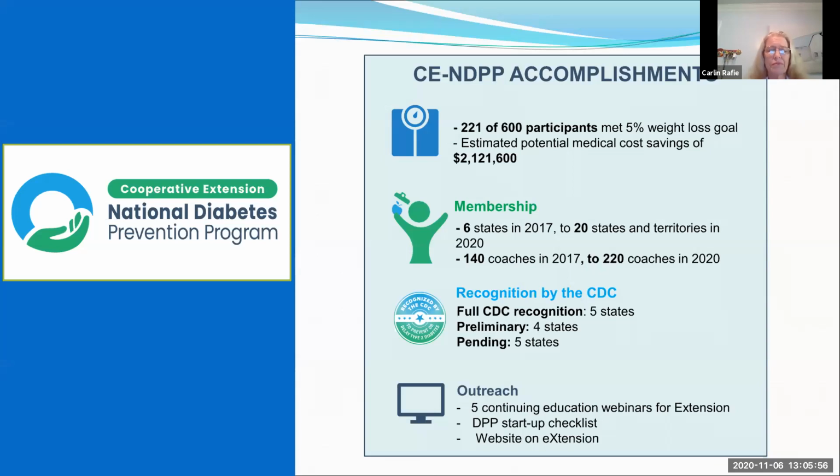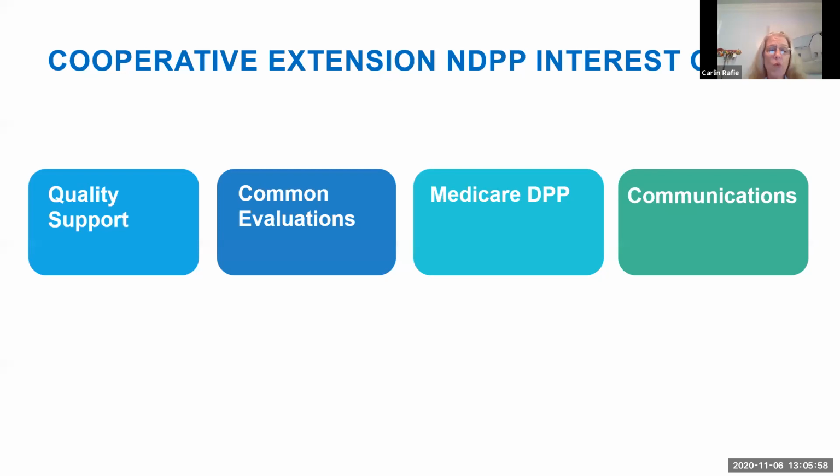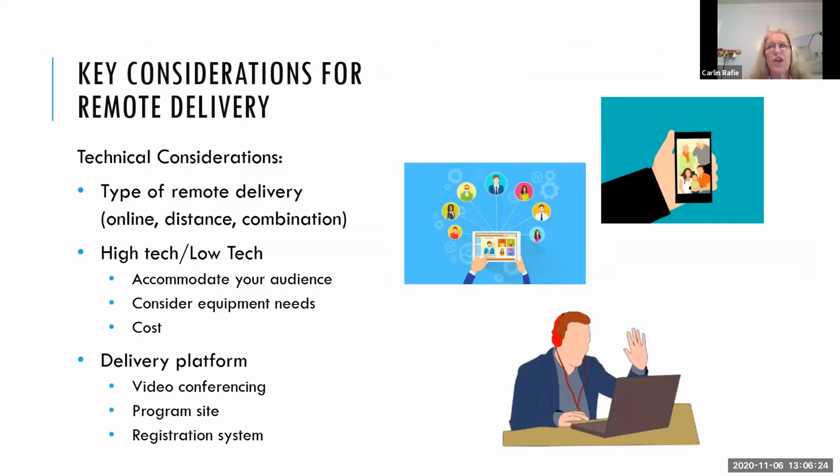We have 4 work groups in the CE-NDPP. 1 works on quality support activities, and this webinar is a product of that group. We have a group working on common evaluations for the DPP program nationally in extension. We have another work group specifically looking at how we become Medicare providers for the NDPP in extension, and then we have a communications work group as well. So if you're interested later on, you'll have information on how to reach out to us.